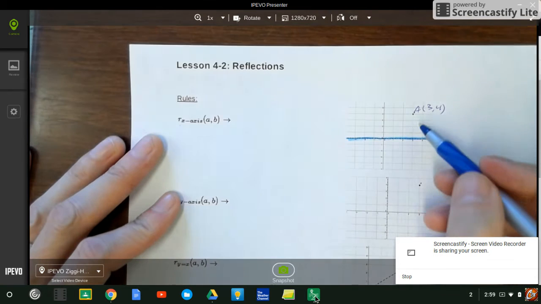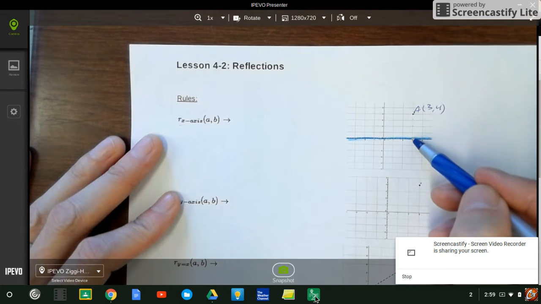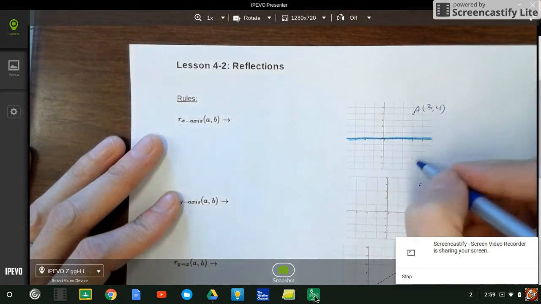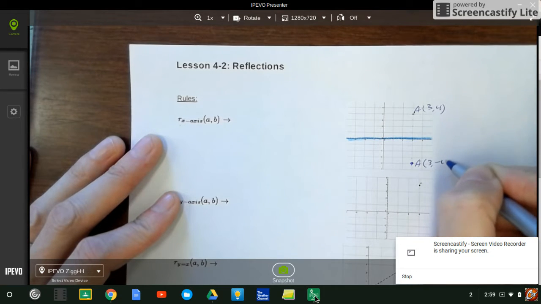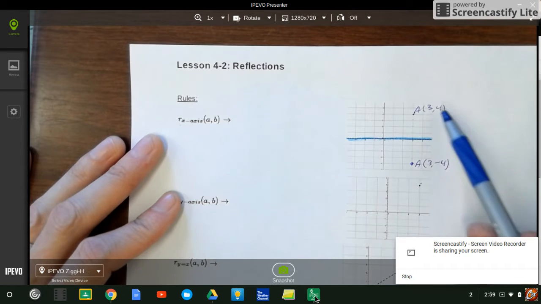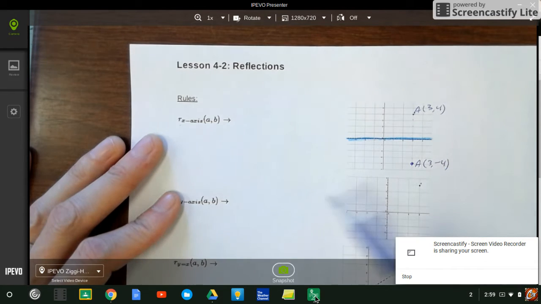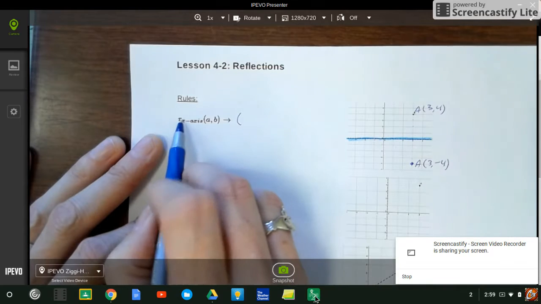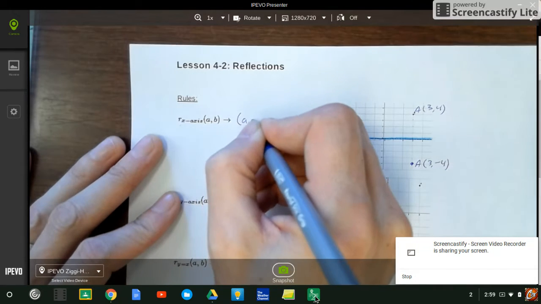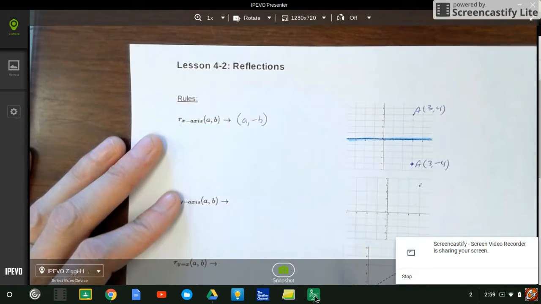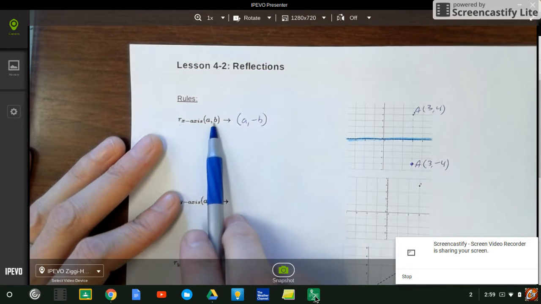If I reflect over the x-axis, that means 1, 2, 3, 4, 1, 2, 3, 4. My new point is 3, -4. Look at what changed. The y value became negative. So we can get a rule here. If I reflect over the x-axis, then the point A, B becomes the point A, -B. We change the sign of the y value.